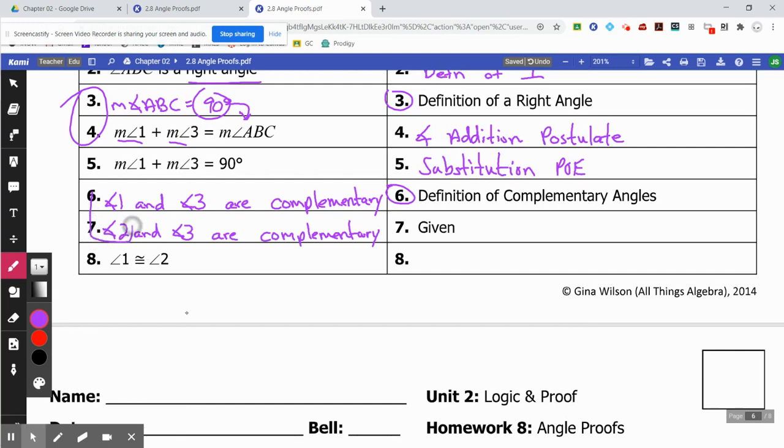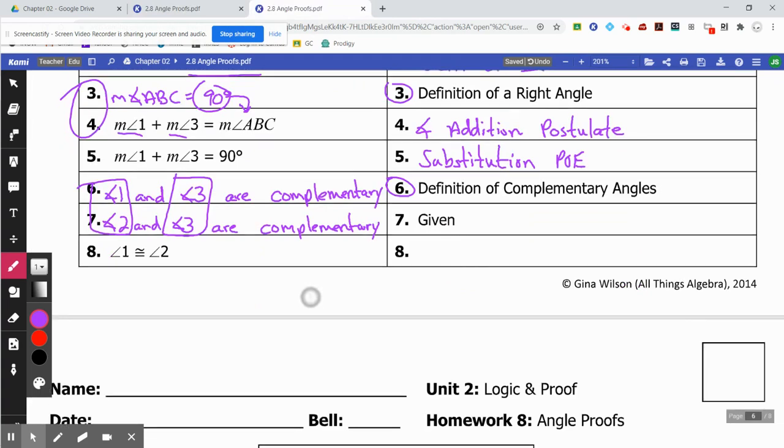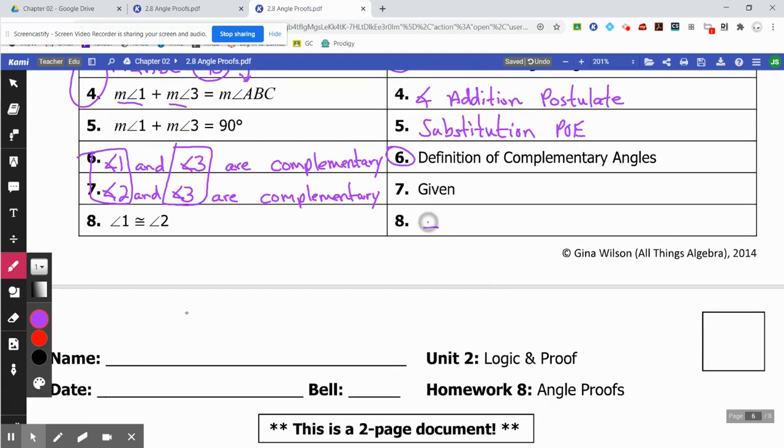Since two angles are complementary to the same angle, again, this is called the congruent complements theorem. If two angles are complementary to the same angle, then that means those two angles are congruent. So angle 1 is congruent to angle 2 by the congruent complements theorem.